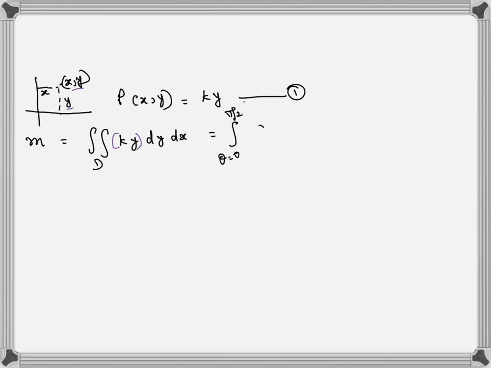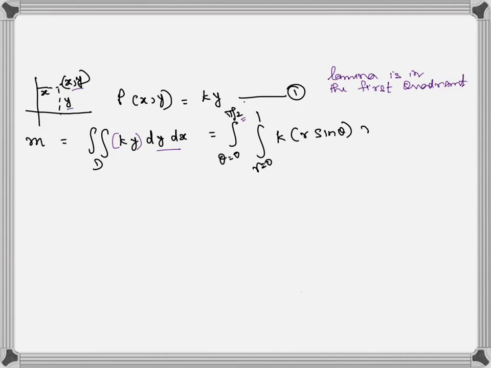Suppose we convert everything to polar coordinates. Then theta runs from 0 to pi by 2. The reason it is pi by 2 is that the lamina is given to be in the first quadrant. So r runs from 0 to 1 and theta runs from 0 through pi by 2. k times y gets replaced by k r sine theta. Then dy dx, or dA, in polar is r dr d theta.